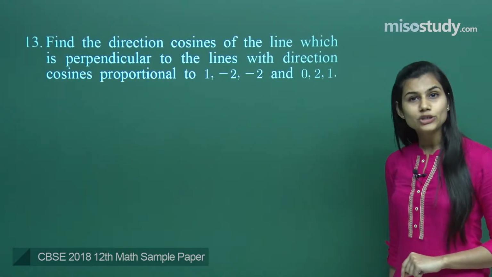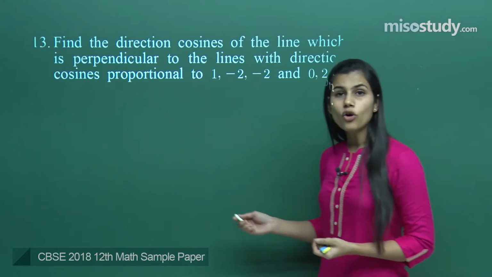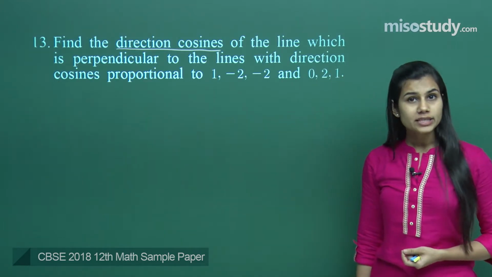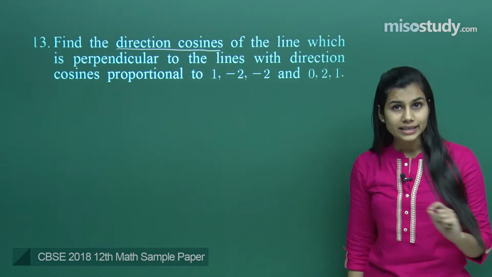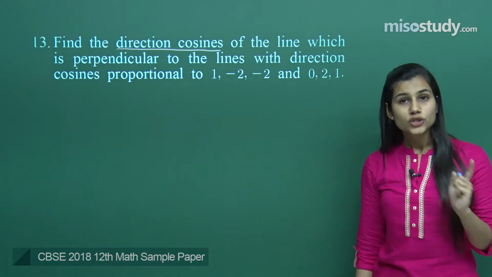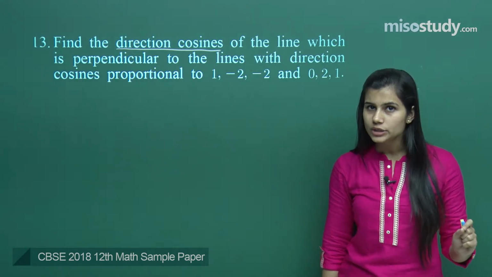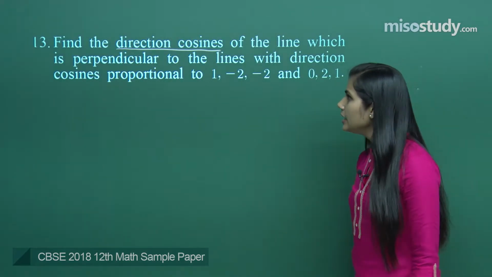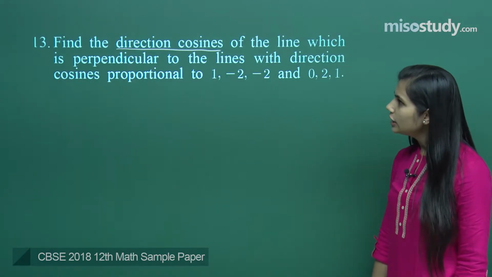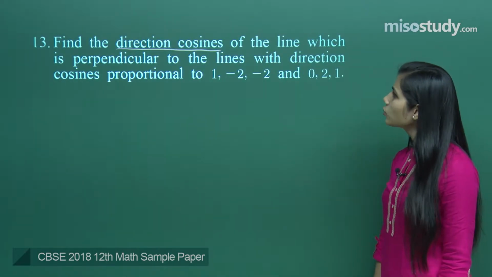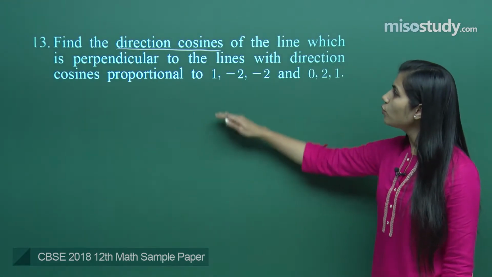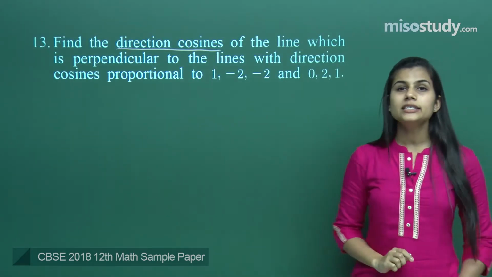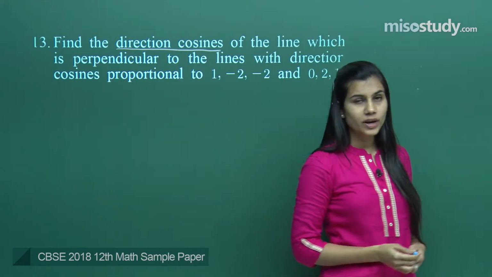Now, question number 13 over here, as you can see, is focusing on the topic direction cosines. So, obviously, over here we are dealing with the concept of direction cosines, direction ratios. You have to understand and be clear with these concepts in order to be able to attempt this question. Let's see what the question says. Find the direction cosines of the line which is perpendicular to the lines with direction cosines proportional to 1, -2, -2 and 0, 2, 1. So there is a certain line whose direction cosines we need to find.